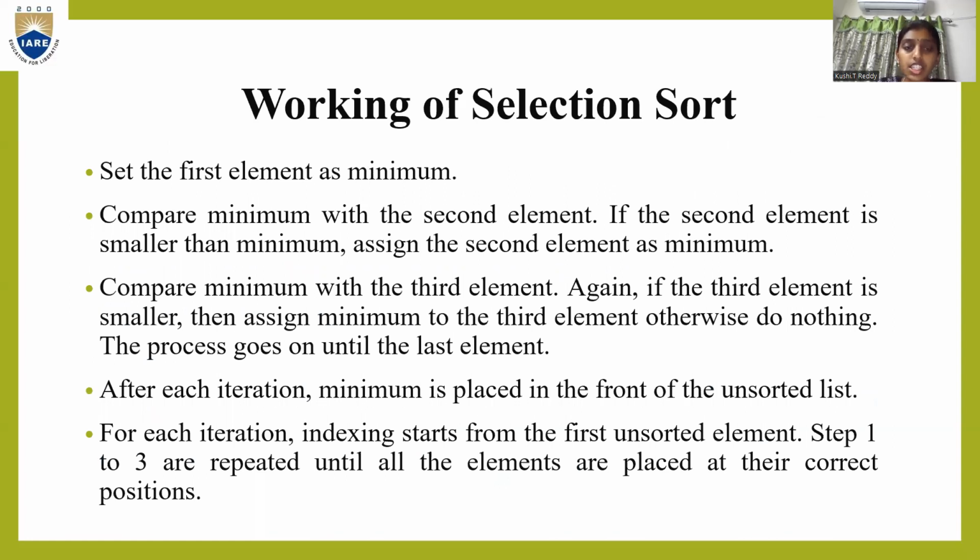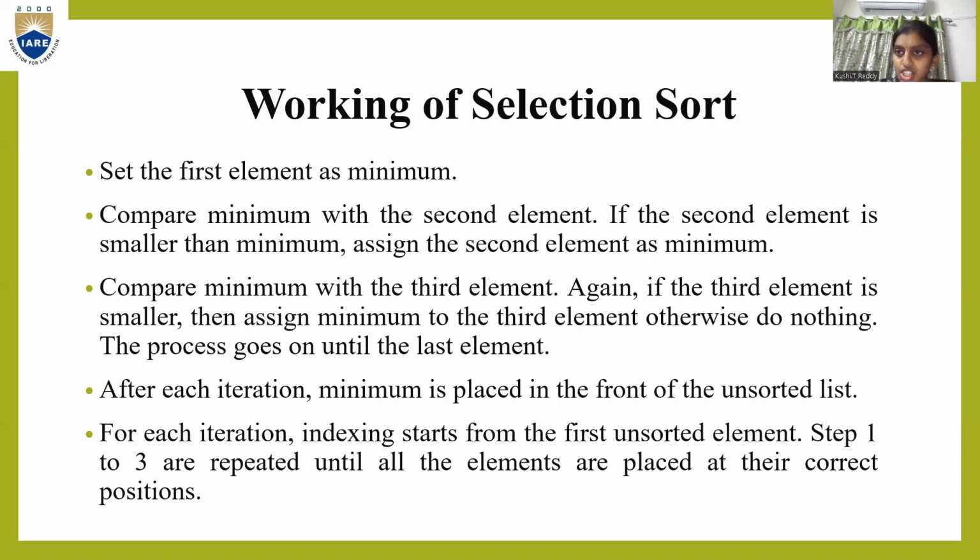Set the first element as minimum. So the first step is to set the first element as minimum. In step 2, you compare minimum with the second element. If the second element is smaller, then minimum is assigned to the second element. Compare minimum with the third element. Again, if the third element is smaller, then assign the minimum to the third element. Otherwise, do nothing. This process goes on until the last element.